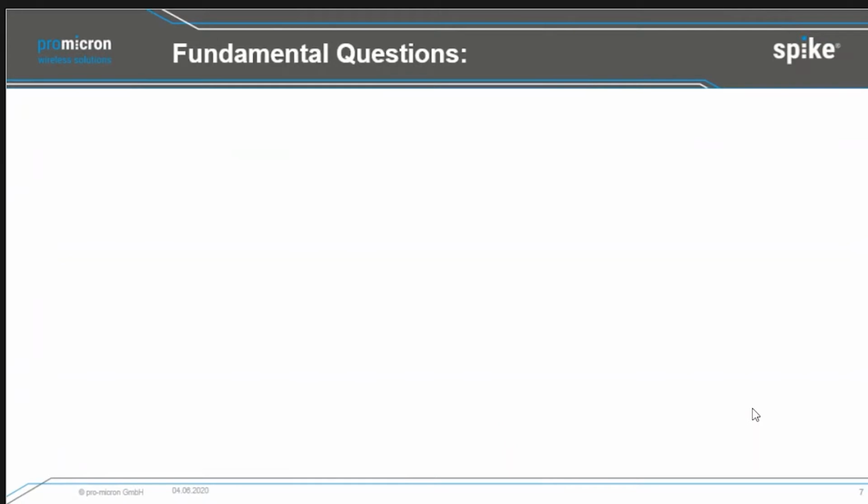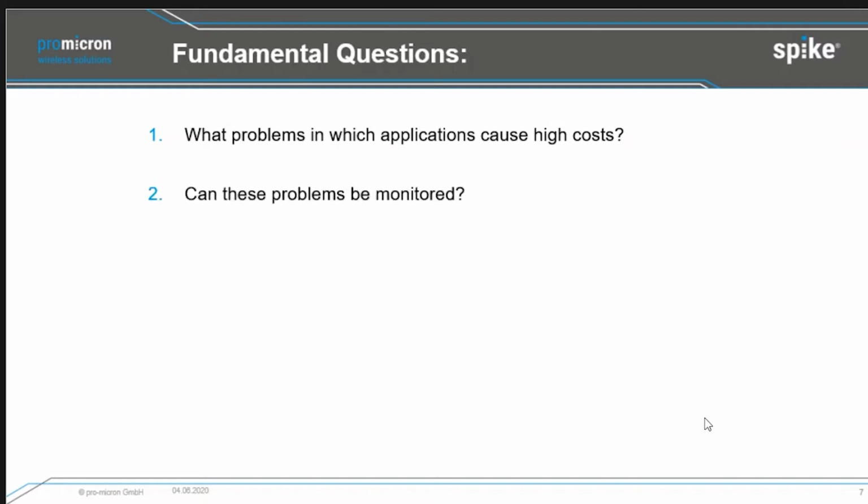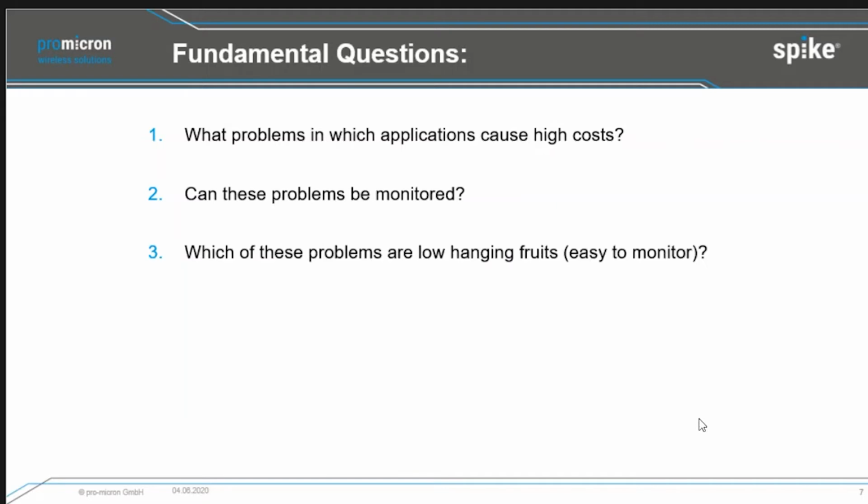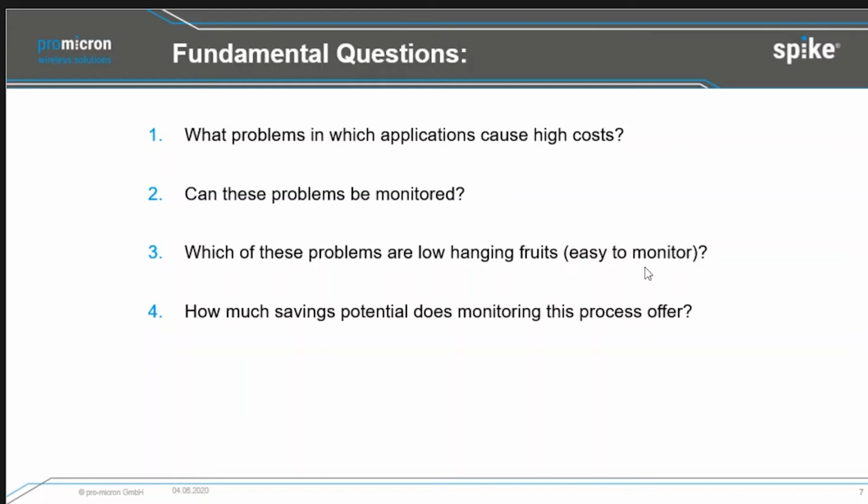Now we need to ask a few questions first. So what problems in which applications cause high costs? Can these problems be monitored? Which of these problems are low-hanging fruits, so easy to monitor, but with a very high return on investment? And also, how much savings potential does monitoring this process offer? So that comes together with question number 3. How much can I save if I monitor these processes?